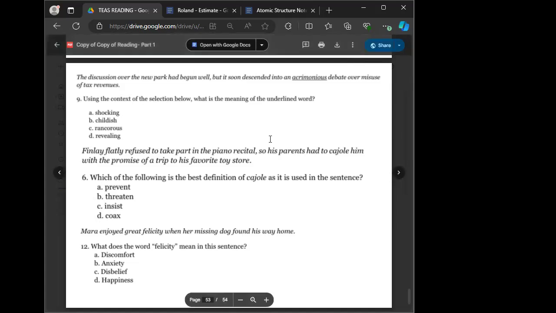For number 9, it's not shocking. It's not childish. C. Yes. Should have fallen. Yes.